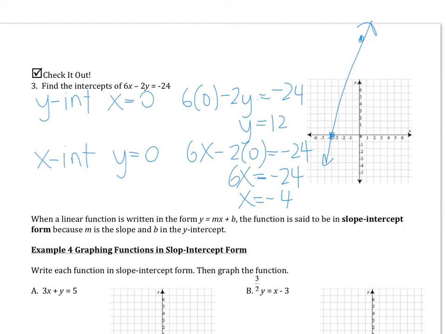Hopefully you substituted in a 0 for x to find the y-intercept and substituted in a 0 for y to find the x-intercept, plotted those 2 points and connected to create a line.